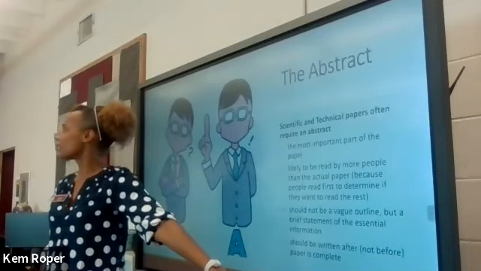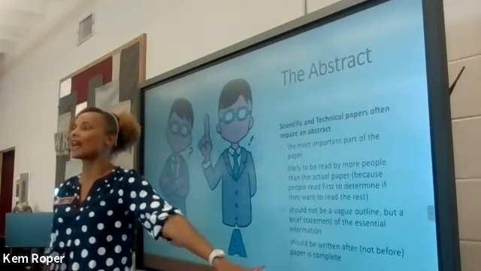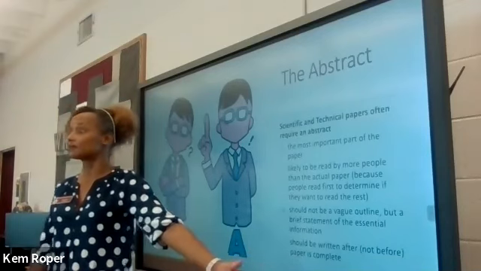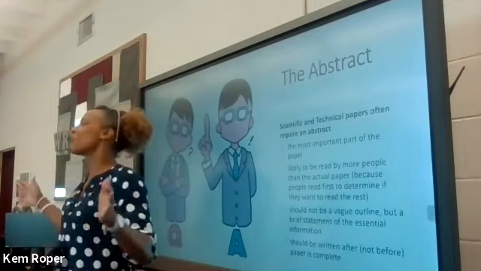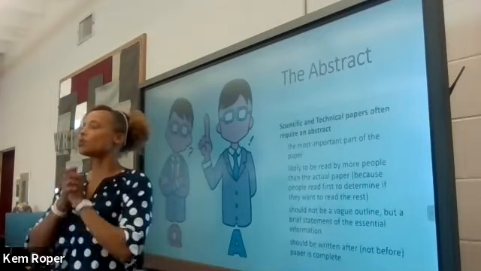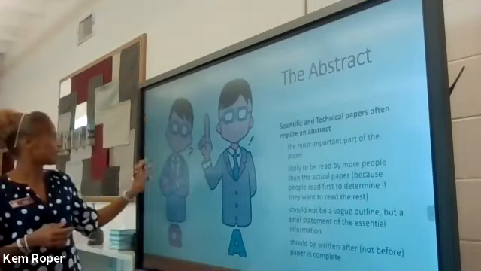So in order to write a good abstract, you actually have to write it after you've completed the paper. How do you know what you said until you say it, right? So write the report first and then summarize what you did in the report in your abstract.